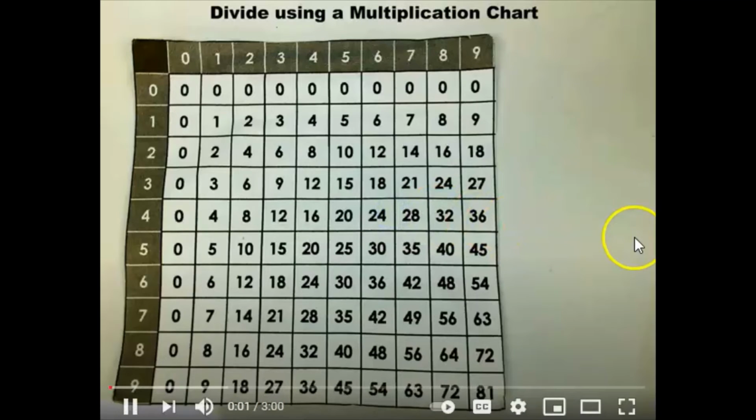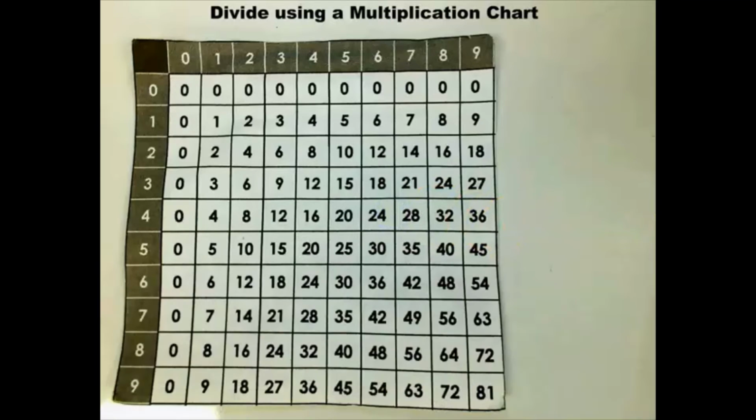Okay, I'm going to talk about how to divide using a multiplication chart. If you're not really good with your multiplication facts, division is going to be kind of difficult. So you can always use a multiplication chart that you make in class. So I'll give you an example here. We have 49 divided by 7. Okay, 49 is our dividend and 7 is our divisor.